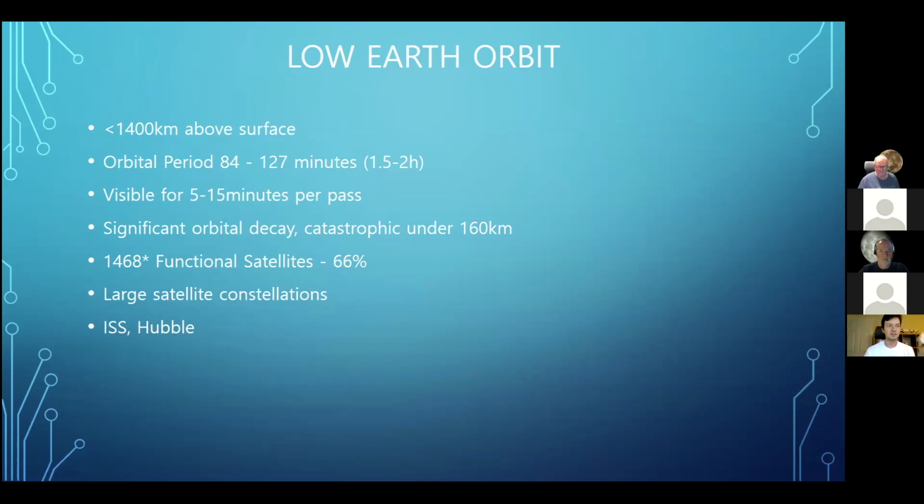Anything that's under 160 kilometers is going to be falling down, because the air there is dense enough that it slows it down. And as you slow down, you lose height because you need quite a bit of speed to keep orbiting.